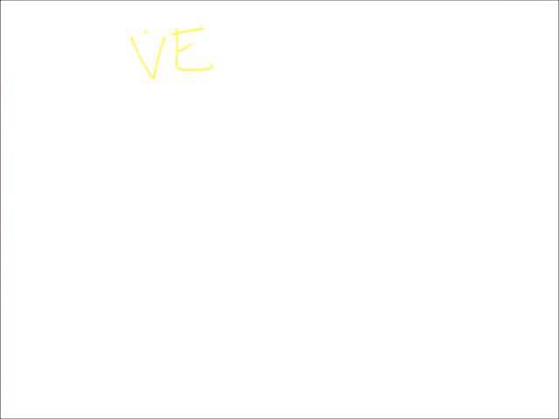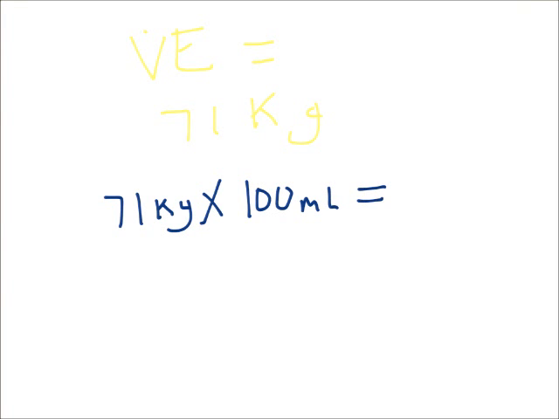So for a minute ventilation, to normally ventilate me, for my requirements for a 71 kilogram male, I would just multiply this by 100. So it'd be 71 kilograms times 100 milliliters, and that equals approximately 7.1 liters. So my ideal minute ventilation for my basal metabolic rate with no lung pathology would be 7.1 liters per minute. However, if I was running a fever or if I was septic, my minute ventilation would need to be much higher.